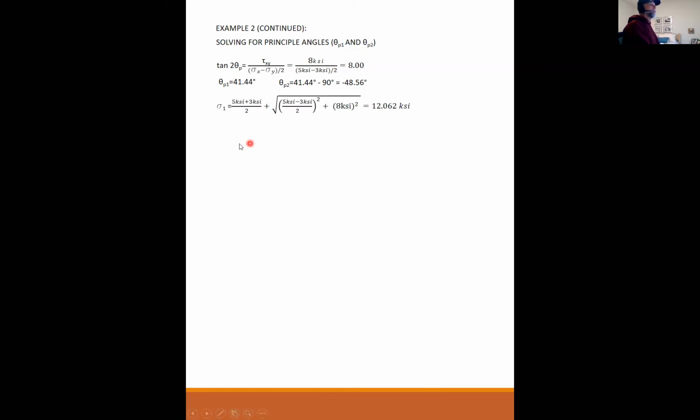The value of sigma 1 is my average stress plus this underneath the radical, which is 12.062 KSI. And my minimum is my average minus all of this under the radical, which is minus 4.062 KSI. And at the same angles, 41 and minus 48, tau is equal to 0.